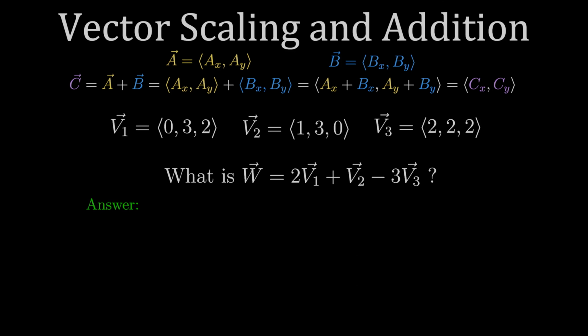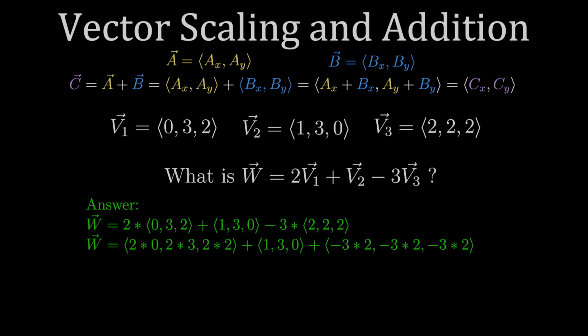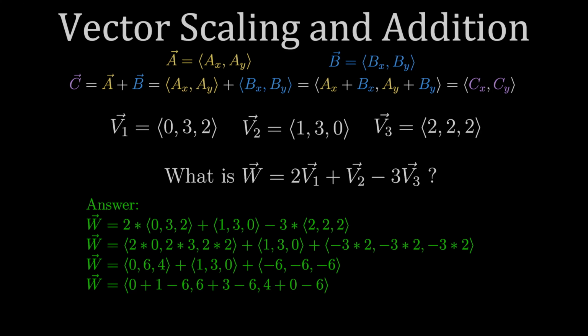Alright, welcome back. The first step is to write out all of the vectors in their component forms. Then we distribute the scalar multiplications into each of the vector components, resolve the scalar multiplications, then add each x component together, and the same for the y and z components, to finally arrive at our answer for vector w.